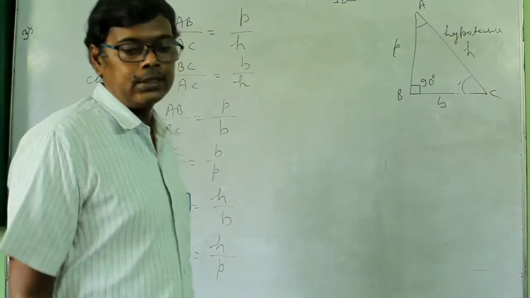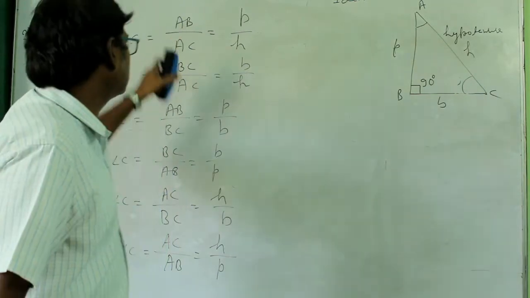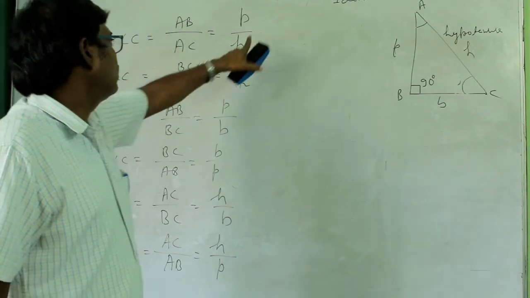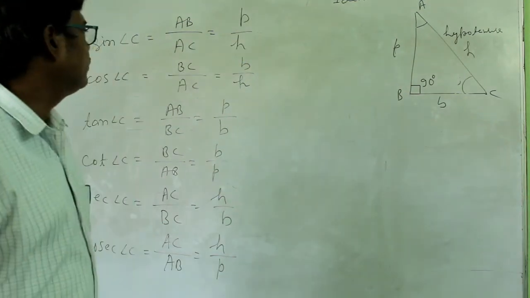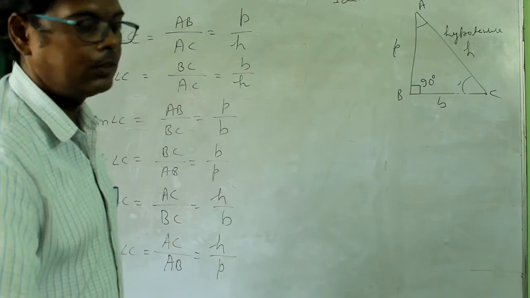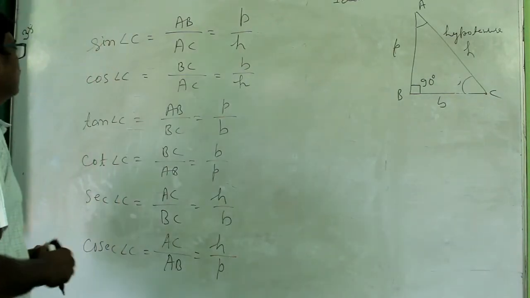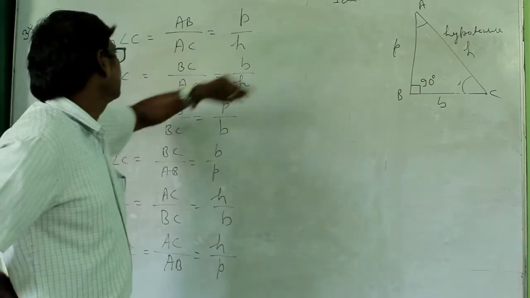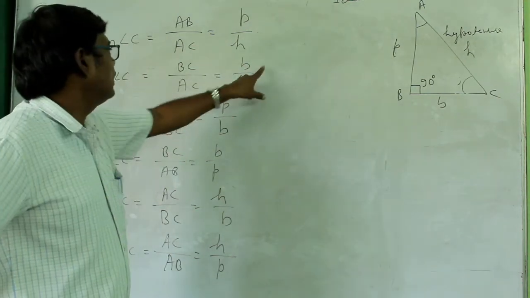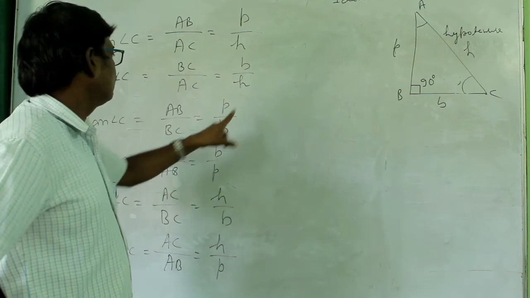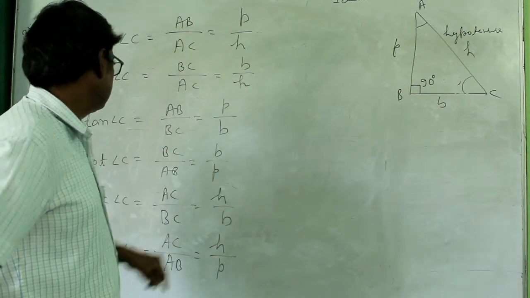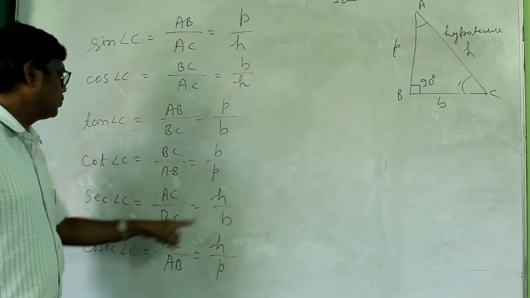Now the next topic. These are the formulas. Just remember that sine of any angle is always perpendicular by hypotenuse, then cos. Also in these formulas you will notice some interesting things: sine of angle is equal to p by h, cos of angle is equal to b by h, then tan of angle is equal to p by b, and cot of angle is equal to b by p, and sec of angle is equal to h by b.